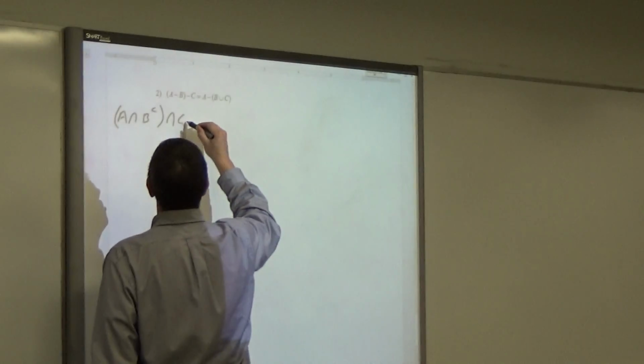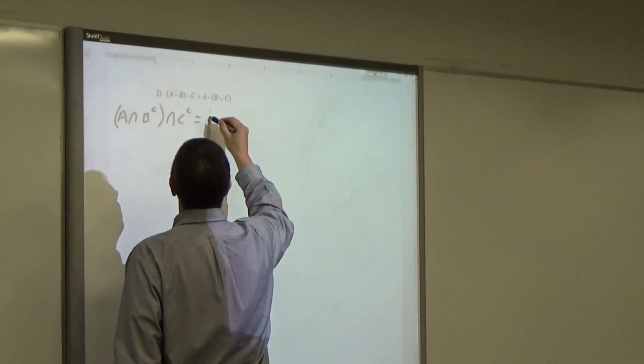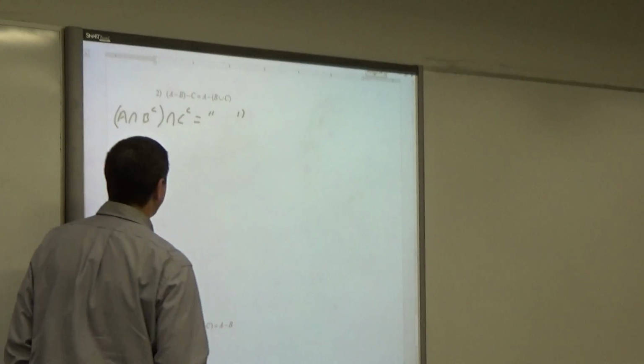So this would be A intersect B complement, intersect C complement is equal to the right-hand side. So that's just going to be our set difference.